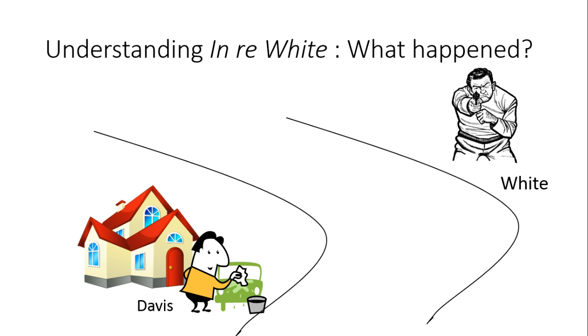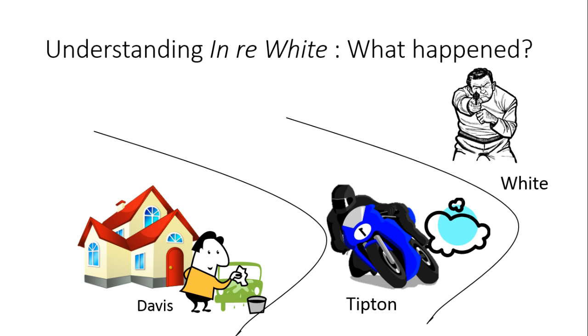The altercation escalates. White draws a gun. Tipton races away on his motorcycle, and as Tipton's racing away, White shoots. Unfortunately, the shot strikes Davis in the abdomen. Now, White was criminally charged and found guilty of the shooting of Davis, but that's not what we're going to focus on for purposes of examining the tort at issue here.